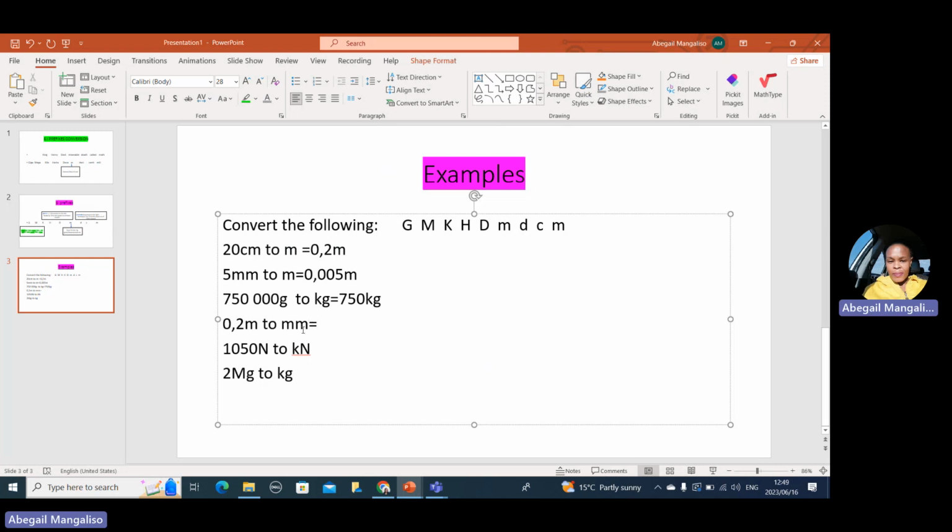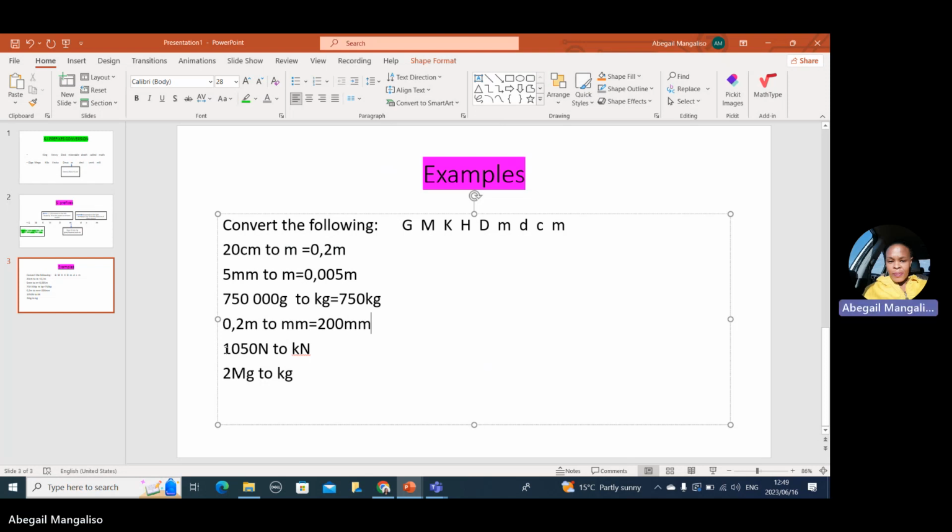Converting 0.2 meter to millimeter. Meter is a general SI unit there. I will count how many times I will move to milli: 1, 2, 3. So it means I will multiply, because I move to the right, I will multiply this by 10 to the power of 3. So it will be 200 millimeter.